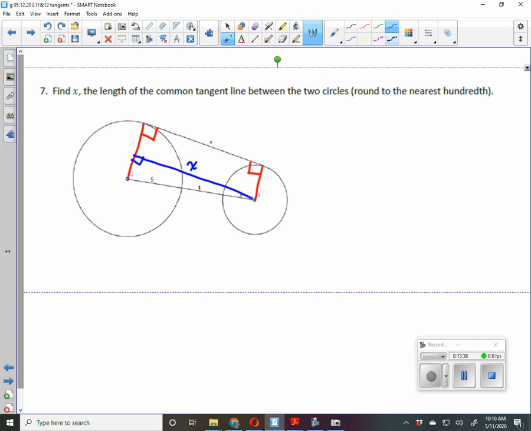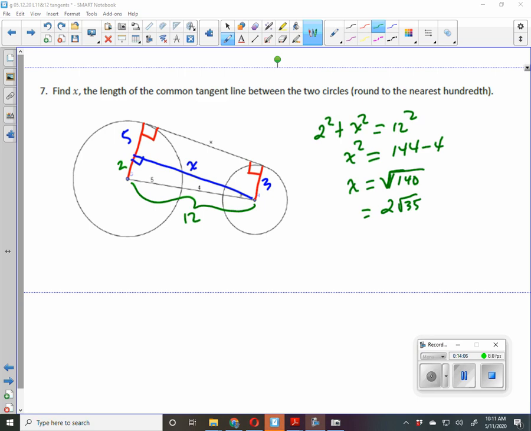Okay, if this was 3 and this was 5, then this is now going to be 2, right? 5 minus 3 is 2. I now have two sides of a right triangle. 7 and 5 is 12, and we're going to use the Pythagorean theorem. Okay, using the Pythagorean theorem, you come up with 2 root 35. You can plug that into a calculator. I'm not going to do that for you. Good luck and have some fun.